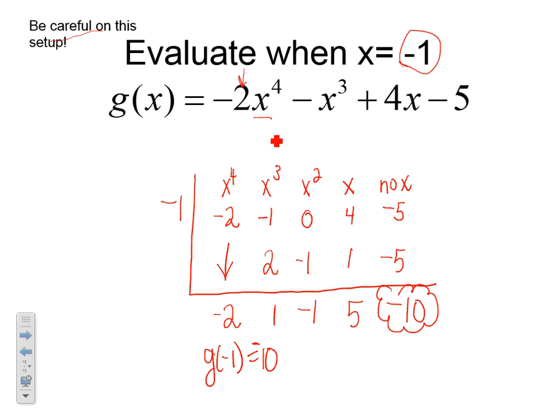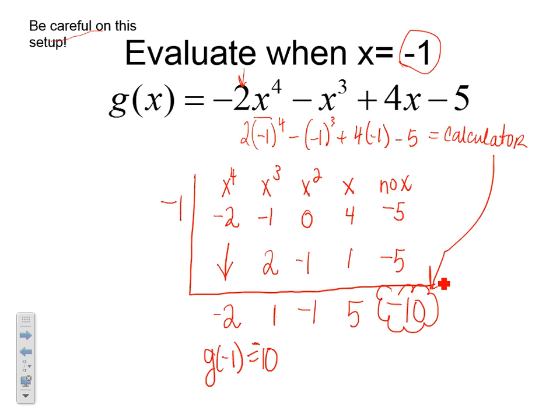Now, if you wanted to, you could use direct substitution. Substitute that -1 in for everywhere you see x. 2 times -1 to the fourth minus -1 cubed plus 4 times -1 minus 5. And hopefully, when you put that in your calculator, you would also get -10.